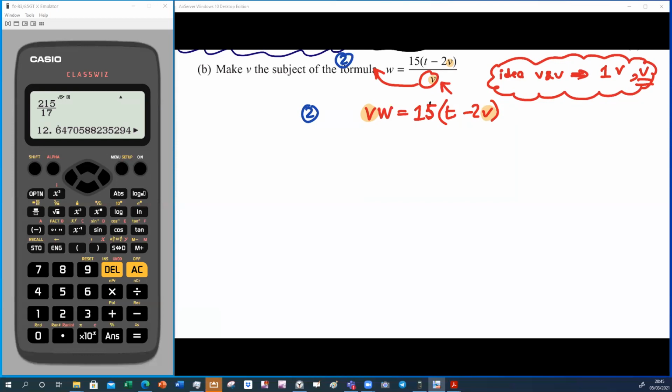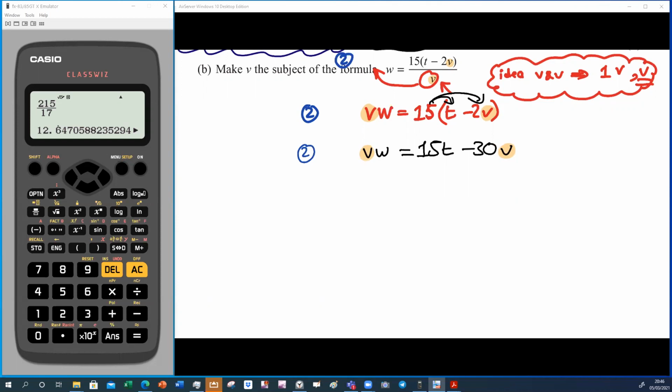Expand the bracket. Okay, lovely. I'm going to expand the bracket. Go on then. 15 times by T is? 15T minus 30V. Beautiful. Okay, now, quick little count on the side. How many V's do we still have? Two. Okay, no problem. We still have two at the moment, but I know you're working towards giving me one.